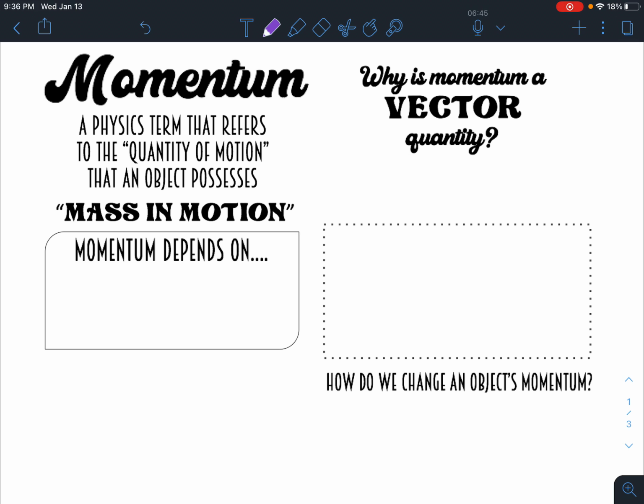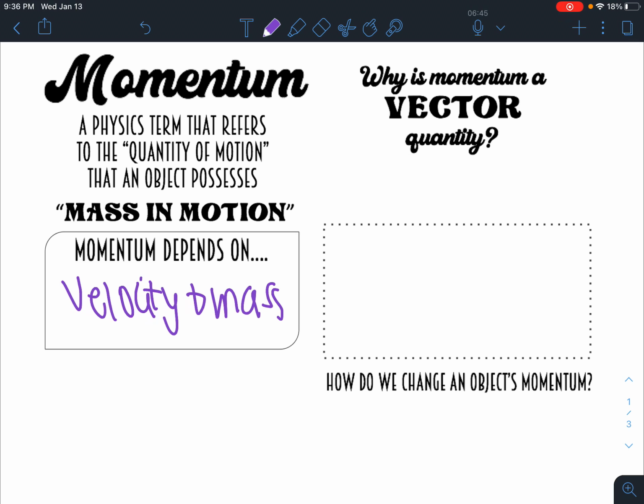So momentum is a physics term that refers to the quantity of motion that an object possesses. Basically, it's the mass and motion of an object, and momentum is directly dependent on velocity and mass.